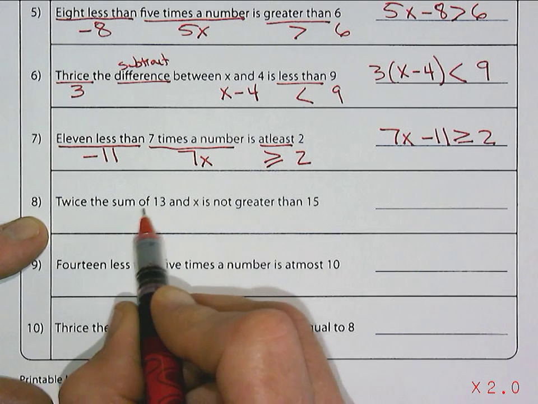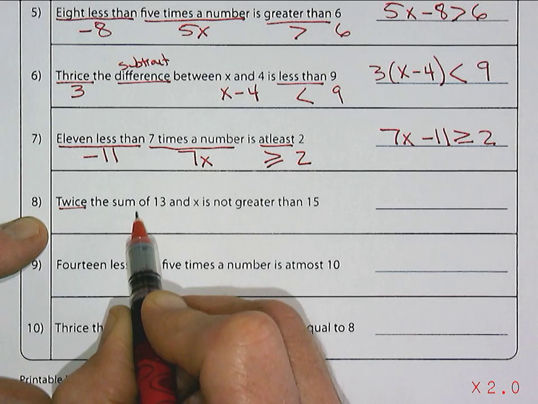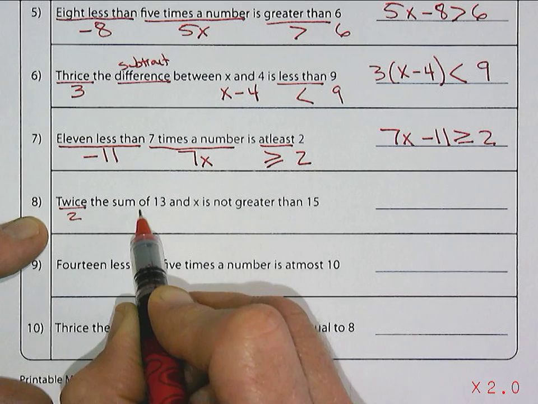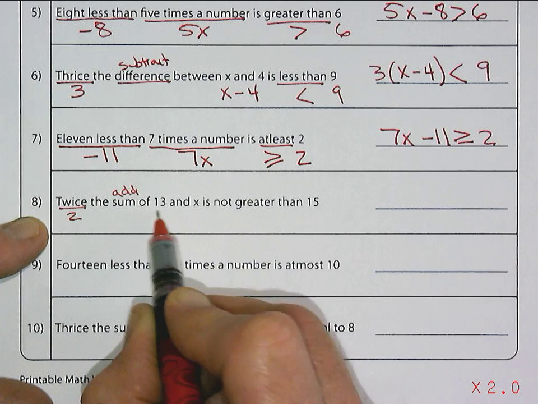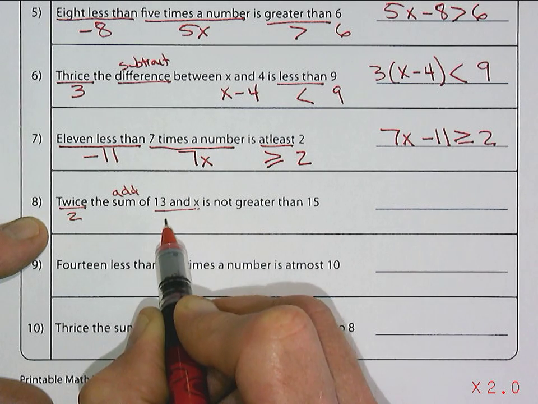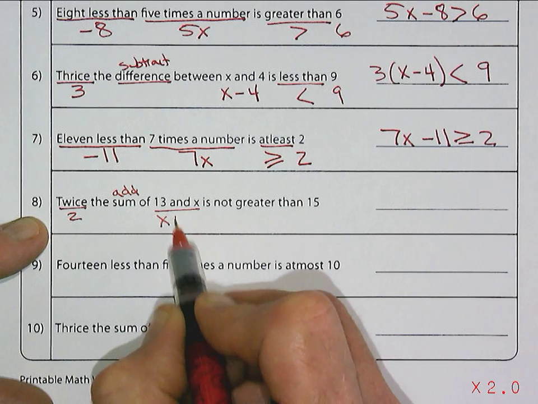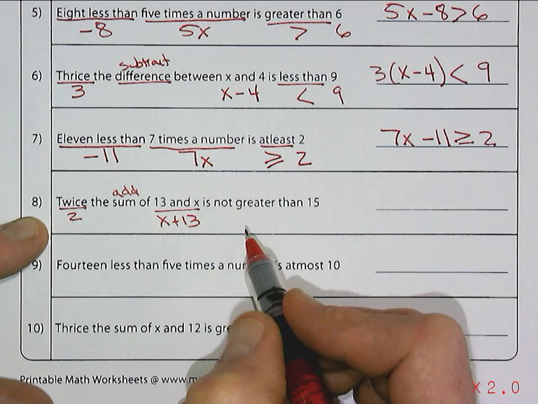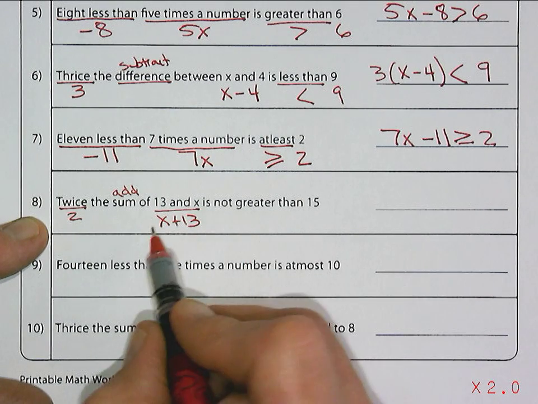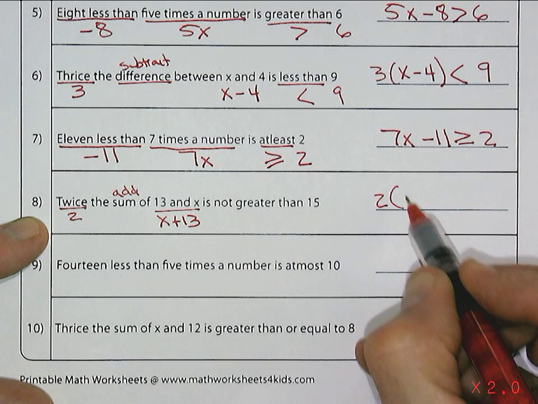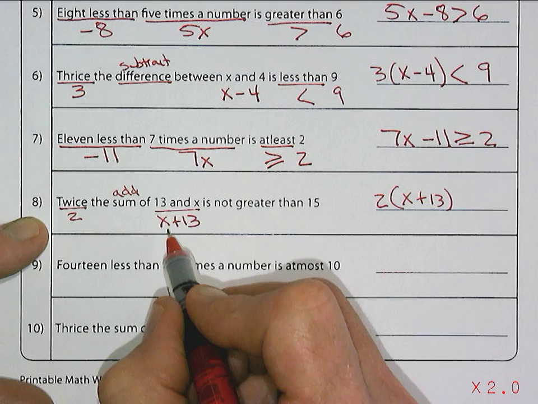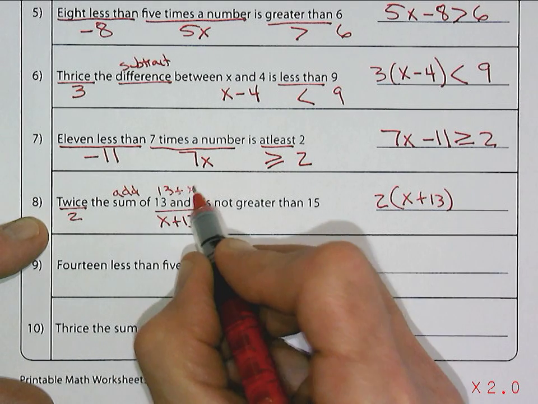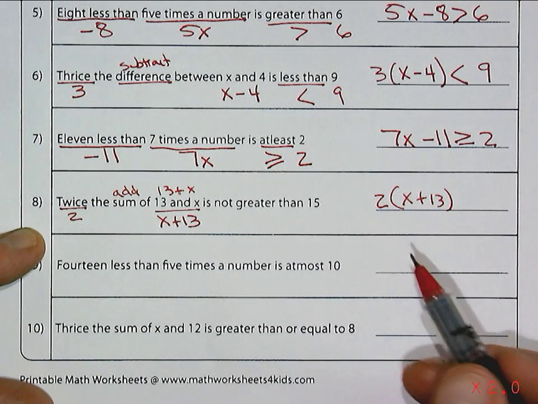Twice the sum of, so 2 twice the sum, that means we're going to add the sum of 13 and x, so that's what we're going to add. So x plus 13 or 13 plus x. So 2 of those, 2 of these. And I could have written this 13 plus x as well. Either way is true, it's the same thing.